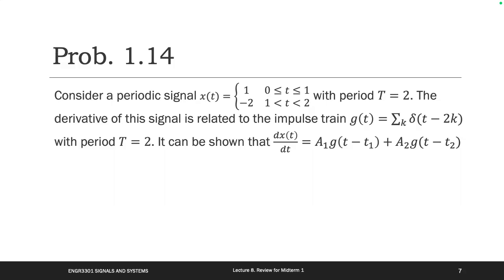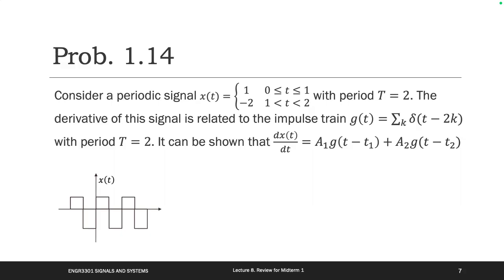Maybe you haven't, but I will show you how to finish this homework. First let's draw x(t). When t is from 0 to 1, it will be 1. From 1 to 2, it will be -2. And it is periodic, which means every 2 it will repeat. This is t, this is x(t). That makes sense here? Any questions?